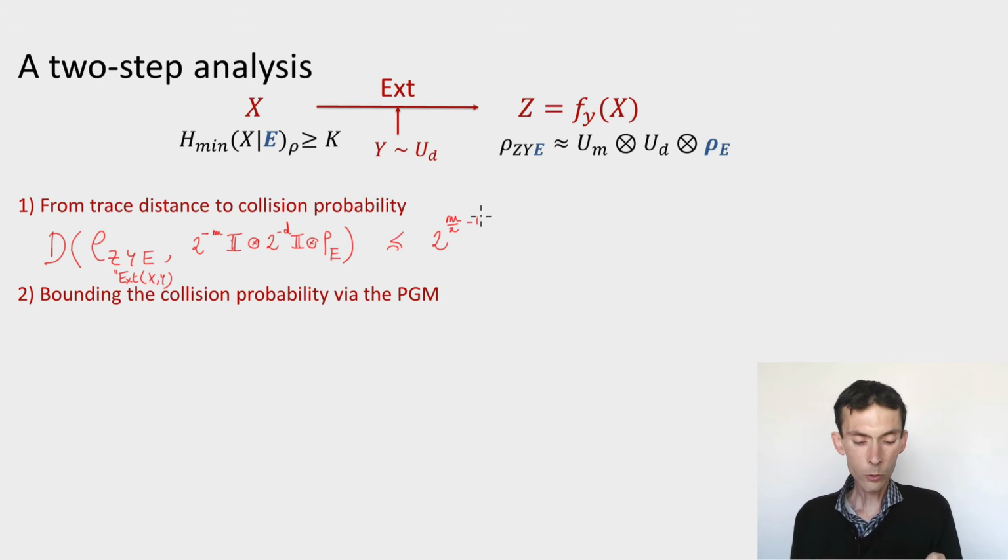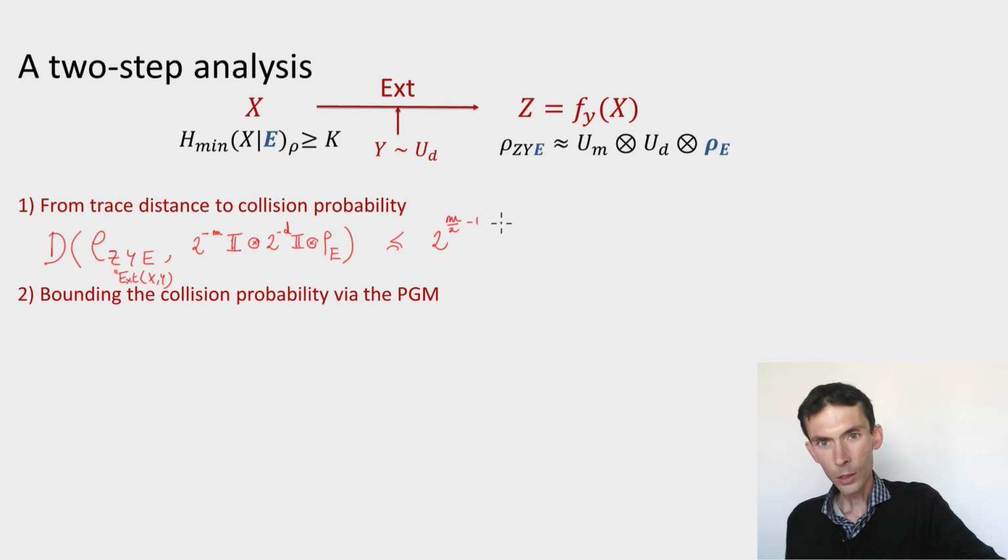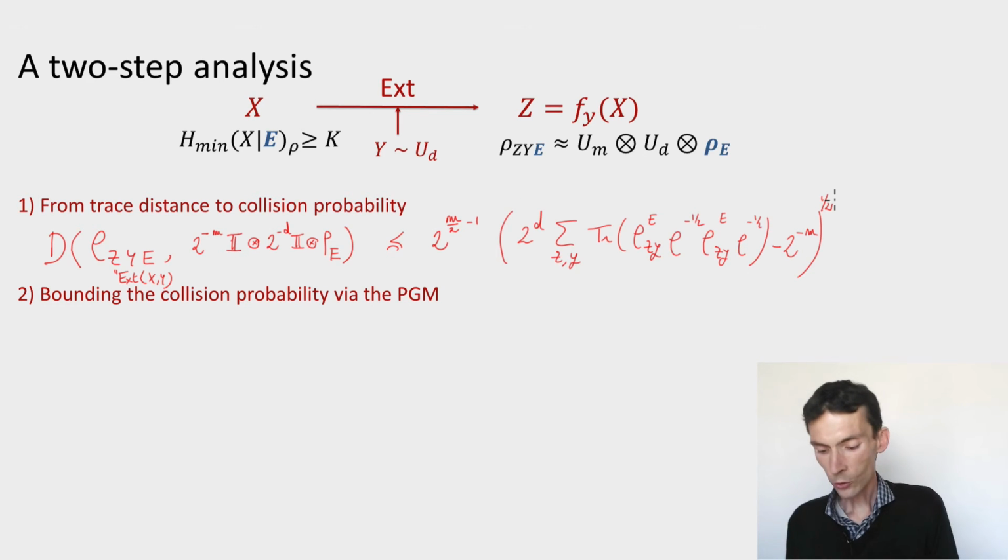This minus 1 here, don't worry too much about it. It's a normalization factor that comes in when you switch from trace distance to the notion of distance that we're using here. So don't worry about this minus 1. And then what you get is a larger expression. Let me write it for you. So this is the expression that you get.